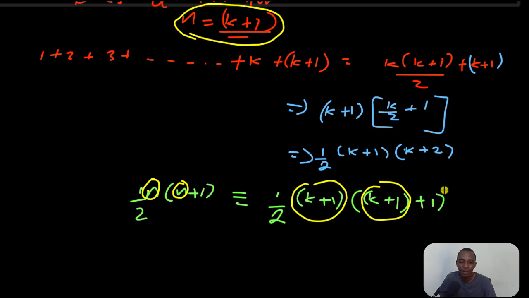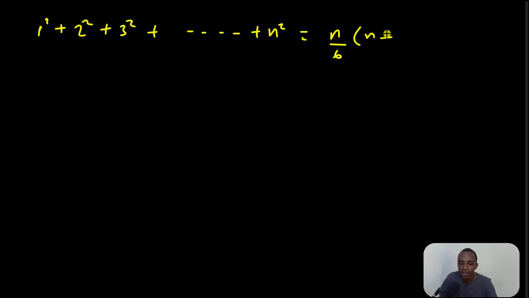Okay, so let's go ahead and prove it for another common formula, which is the summation of square numbers. So let's have 1 squared plus 2 squared plus 3 squared all the way up to n squared, and this is n over 6 into n plus 1 into 2n plus 1.